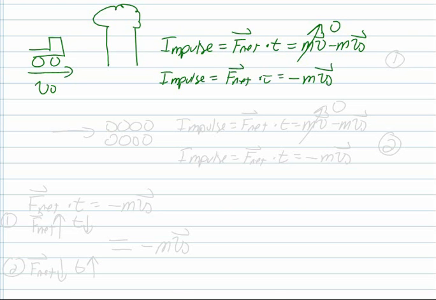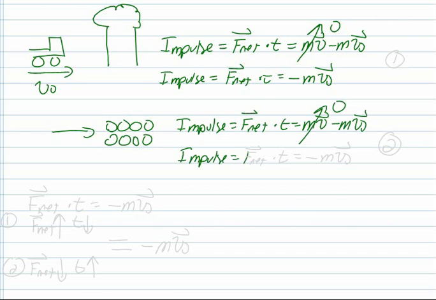Instead of hitting the tree, you've got all of these bushes that go on forever and ever. So you're going this way. Impulse, same thing: F net times t is mv minus mv0. What happens when you hit the bushes? Eventually, you also stop. The final velocity is 0. So the impulse, F net times t, is negative mv0.